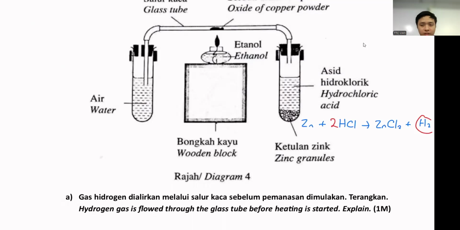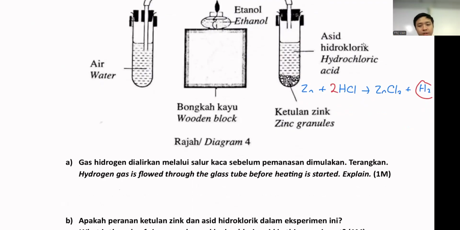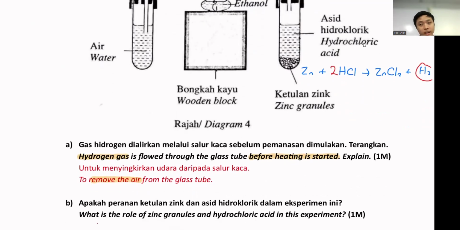These are the few precautions. Hydrogen gas flows through the glass tube before heating is started. Before starting heating, you have to let the H2 flow. The reason is just to remove the O2 from the glass tube. Remove the air, you can say remove the oxygen gas, also can. Otherwise, it might explode, dangerous with the heat.